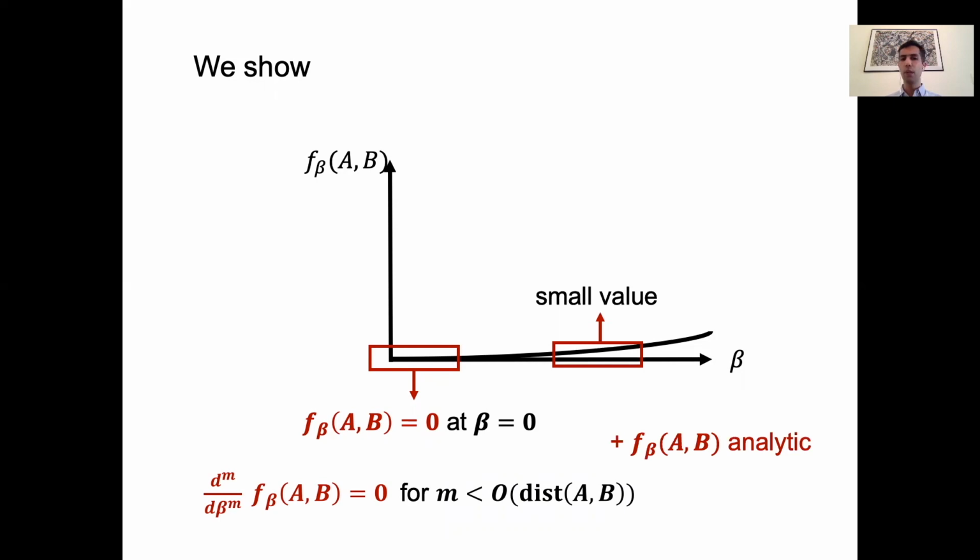And we can use complex analysis tools to show that if the function looks very flat at the origin and it's also analytic, it cannot grow that much by going to a constant real beta. So the value of the function is small. And since this function measures the correlation between observables A and B, this means that those correlations are also small. And in fact, it turns out they are exponentially small.